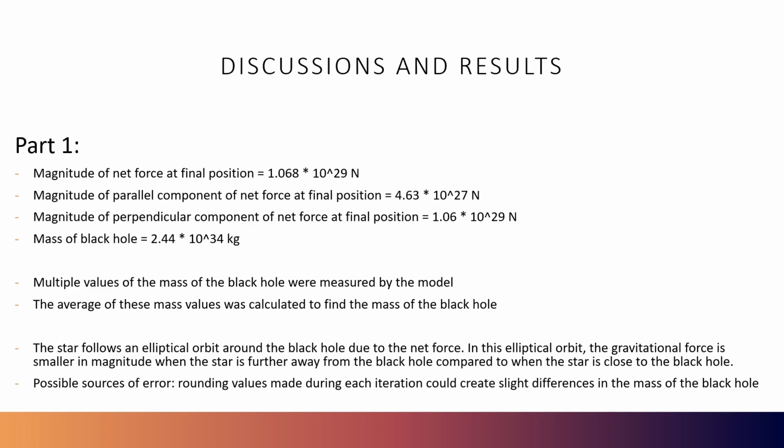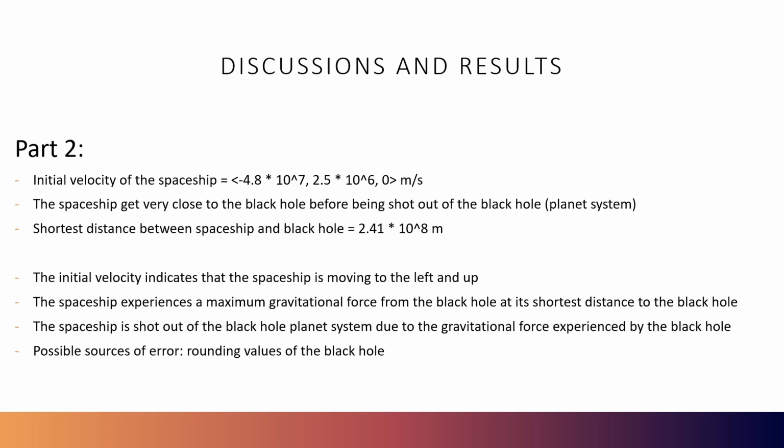So in part 2, the first 3 are basically the results that we get. The shortest distance between the spaceship and the black hole is 2.41 times 10 to the 8 meters. The initial velocity indicates that the spaceship is moving to the left and up, and the spaceship experiences a maximum gravitational force from the black hole at its shortest distance to the black hole. The ship is shot out of the black hole planet system due to the gravitational force experienced by the black hole. And like I mentioned earlier, a possible source of error is rounding values of the black hole, because we could be overshooting it or undershooting it.